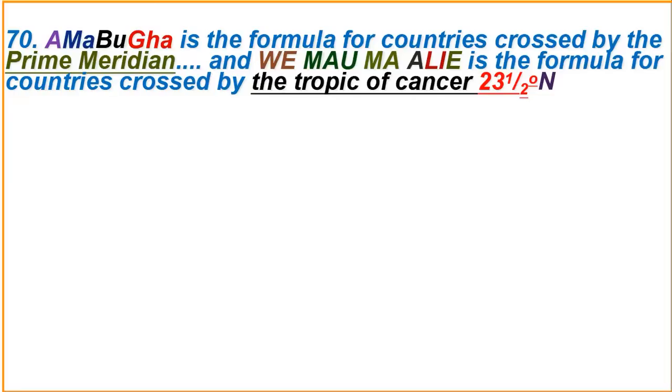WHERE MAUMA ALIYE is the formula for countries crossed by the Tropic of Cancer, 23.5 degrees north. Where for Western Sahara, Mau for Mauritania, not Mauritius. Mauritius is on the eastern side, and Mauritius is an island. So Mau is Mauritania. Then Ma for Mali, then Algeria, then Libya, and Egypt. These are the countries that are crossed by the Tropic of Cancer.